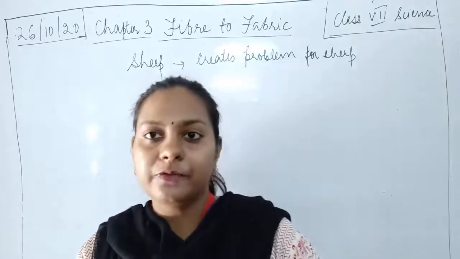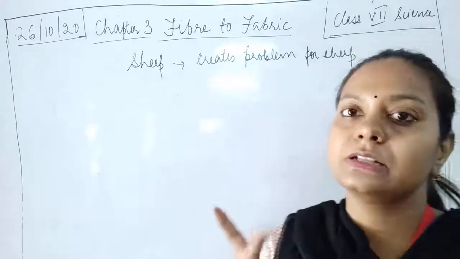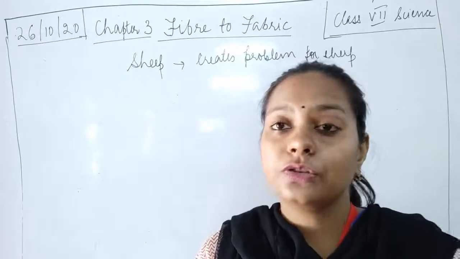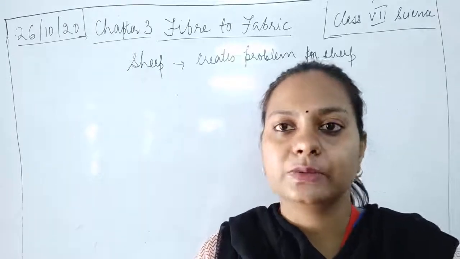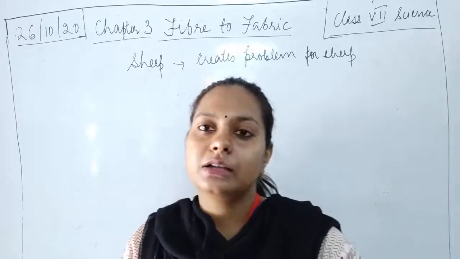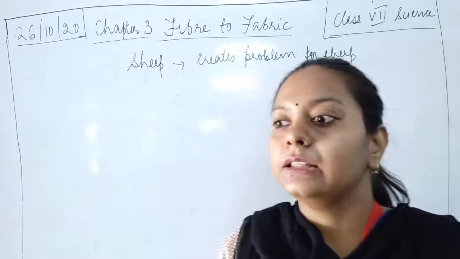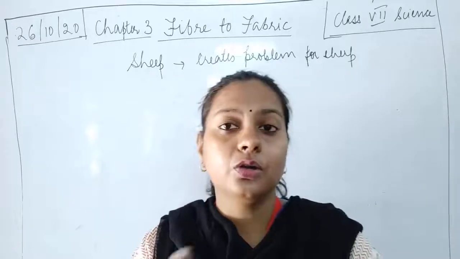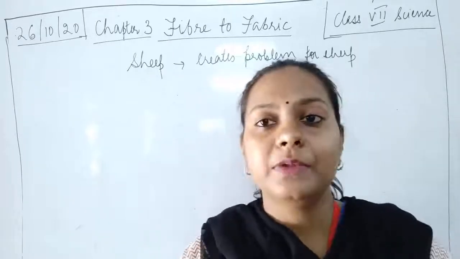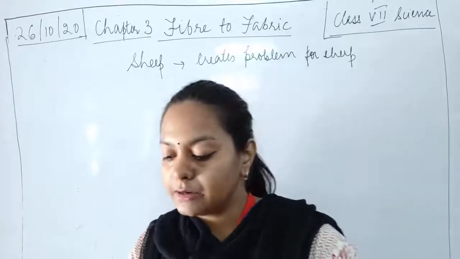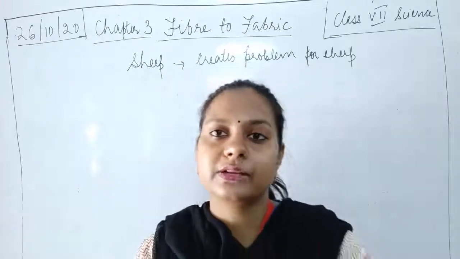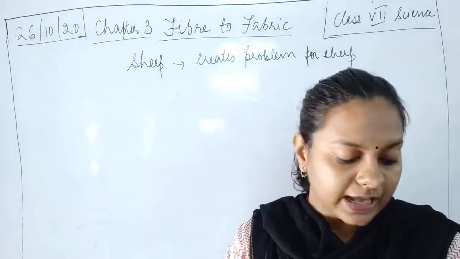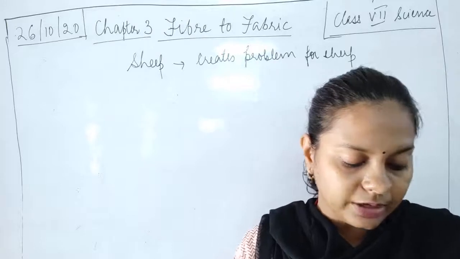So in this chapter we have to study mainly two fibers. One is wool, the other one is silk. Wool is obtained from the sheep as well as animals which have good quality hair. It could be yak, alpaca, llama, or angora goat. Even goat, sheep, yak, camel, all these are the animals. We have also studied the table which gives us information about different animals and the quality of wool.